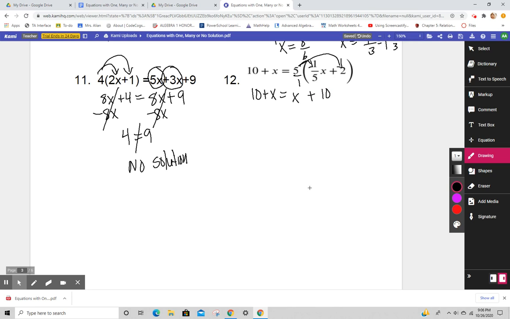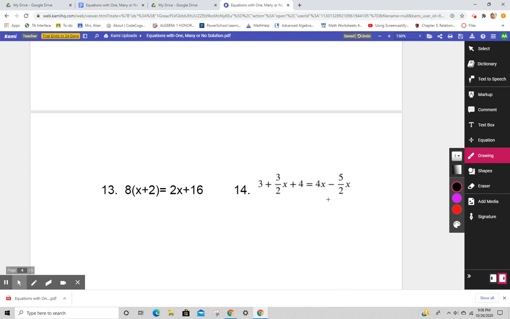Do you see both sides are identical? I mean, I can switch the order here. They are identical. So what does that mean when both sides are exactly the same? You said many solutions. That is correct. Many solutions, because we can find many answers for this equation. Okay, let's keep going.